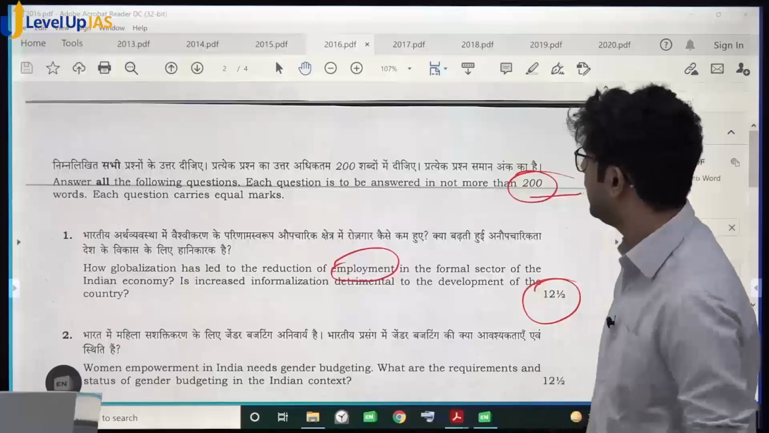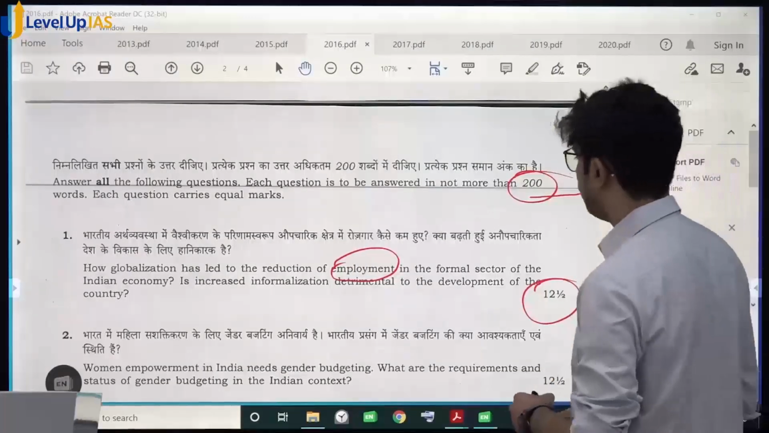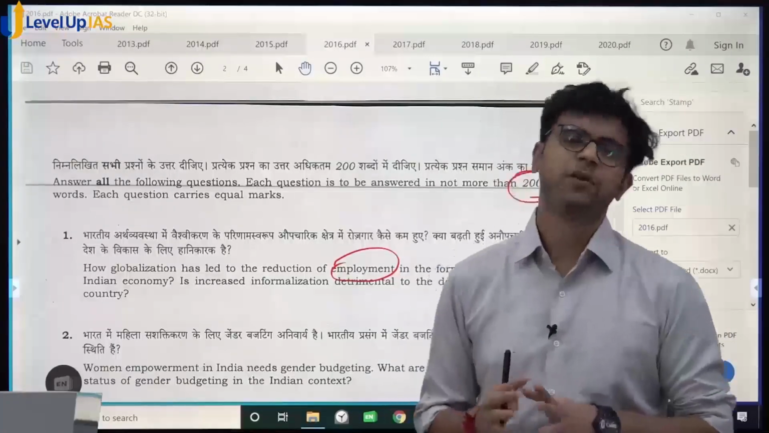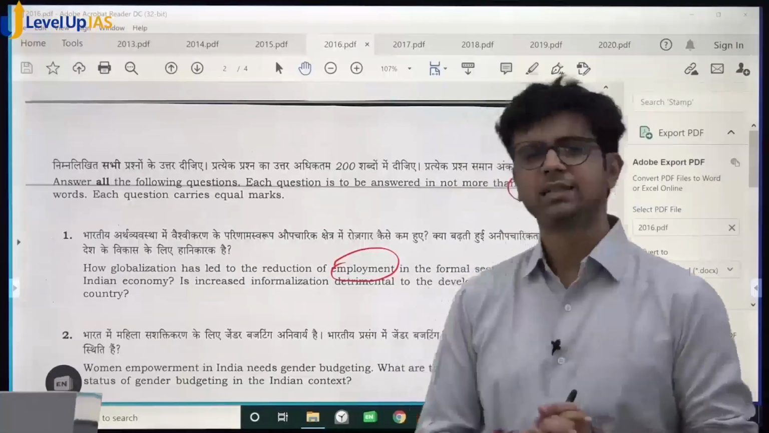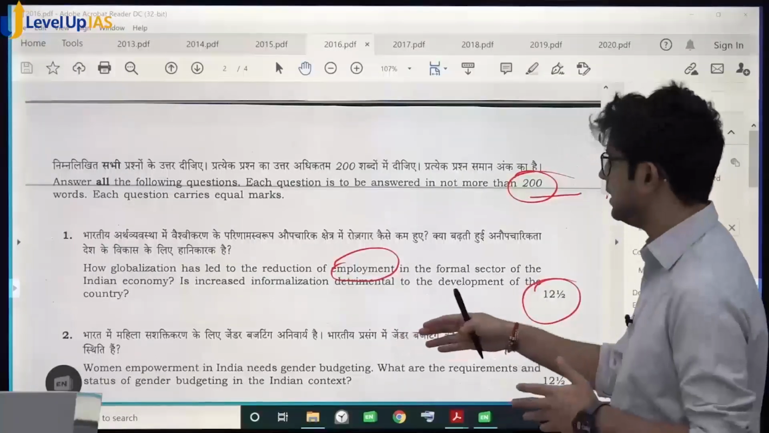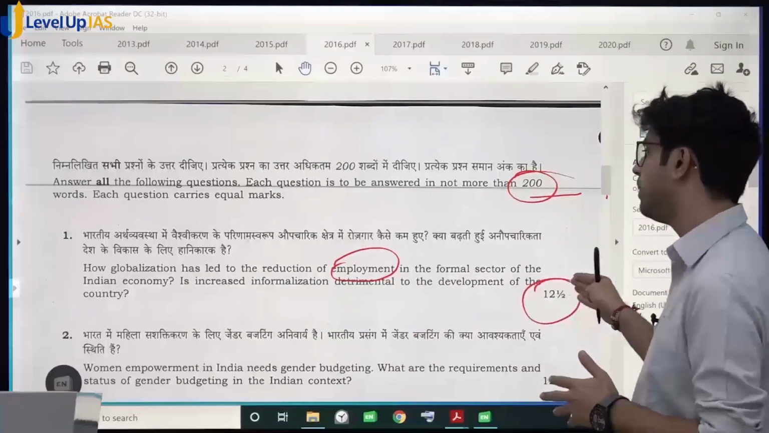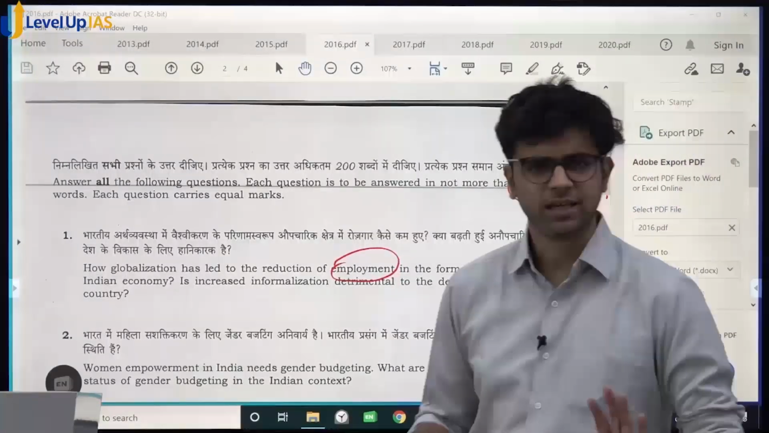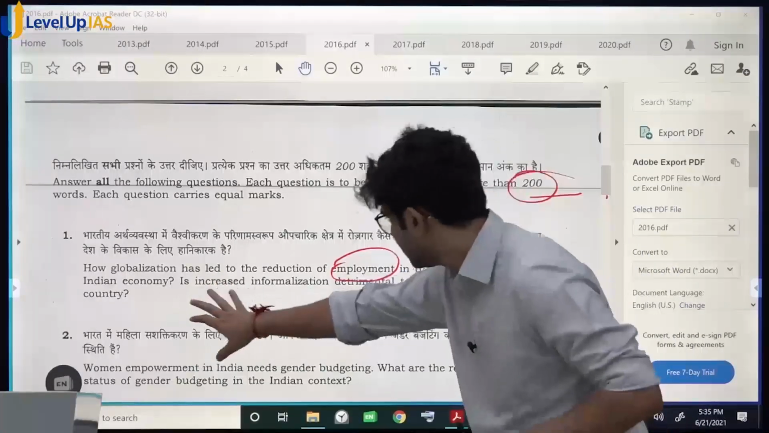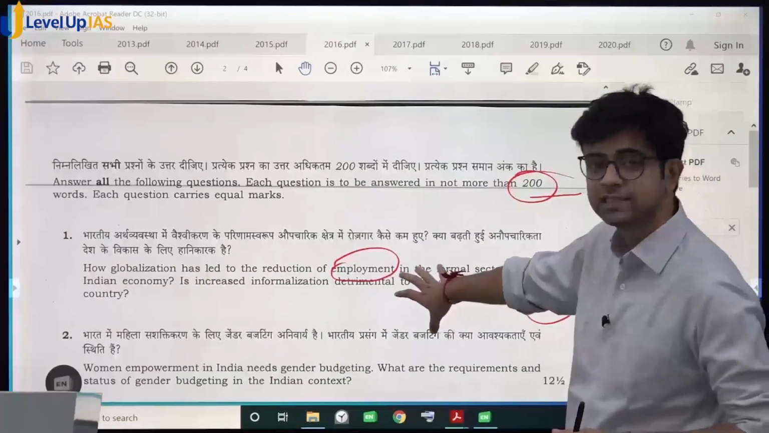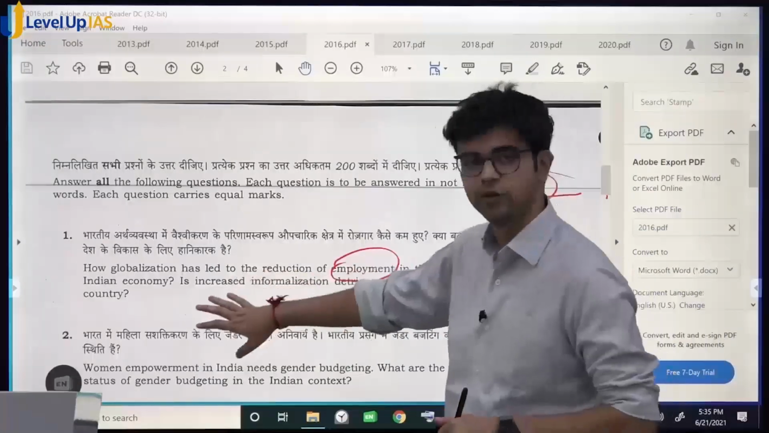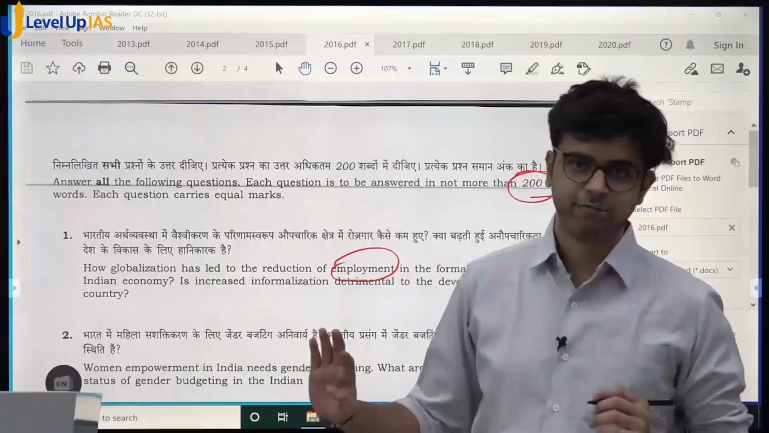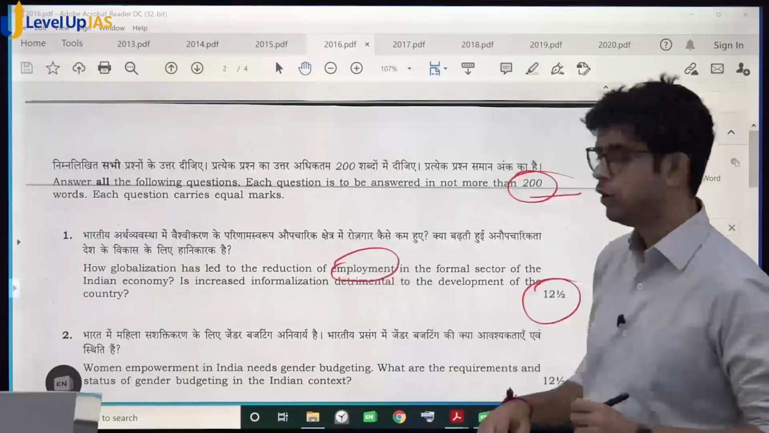Before that, how globalization has led to a reduction of employment in the formal sector. I hope you can understand what they are asking. No need to worry about the reasons or the answer, but what are they asking? Normal English. How globalization has led to the reduction of employment in the formal sector of the Indian economy. Now, what is formal, what is informal, that also we will study. But they are saying globalization has led to reduction. They are not asking whether, they are asking how, which means they are telling you globalization has led to a reduction in the formal employment. Right? How? So you have to give reasons.